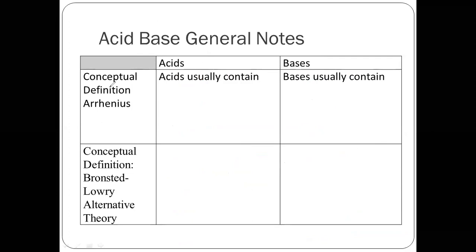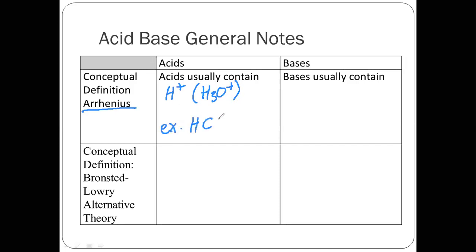Now there's two conceptual definitions. The first is called the Arrhenius theory. That means that acids usually increase the hydrogen concentration. So they usually contain an H+, which you could also say is H3O+, in solutions. So for example, HCl, when it's in water, it'll make H plus ions and Cl minus ions.